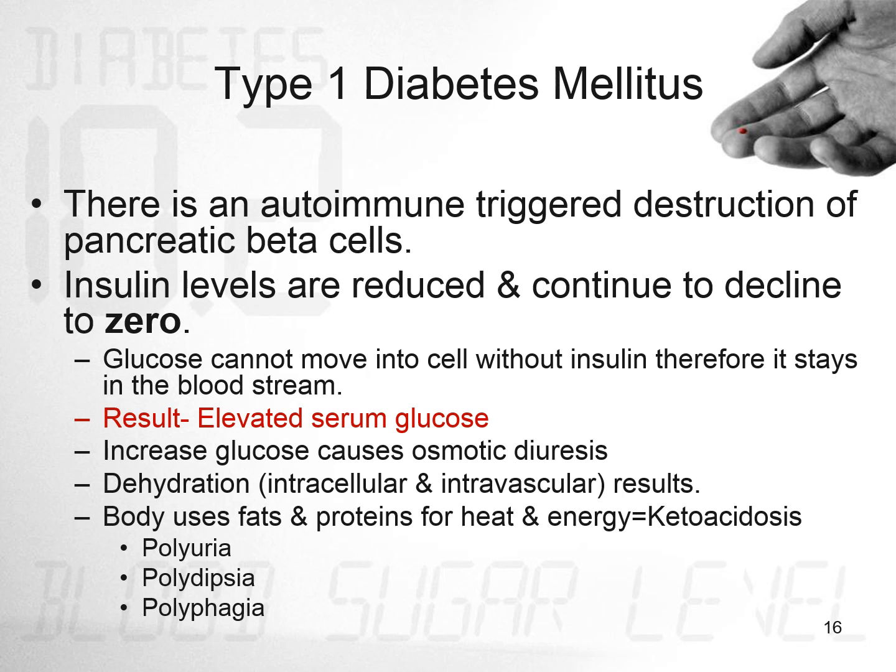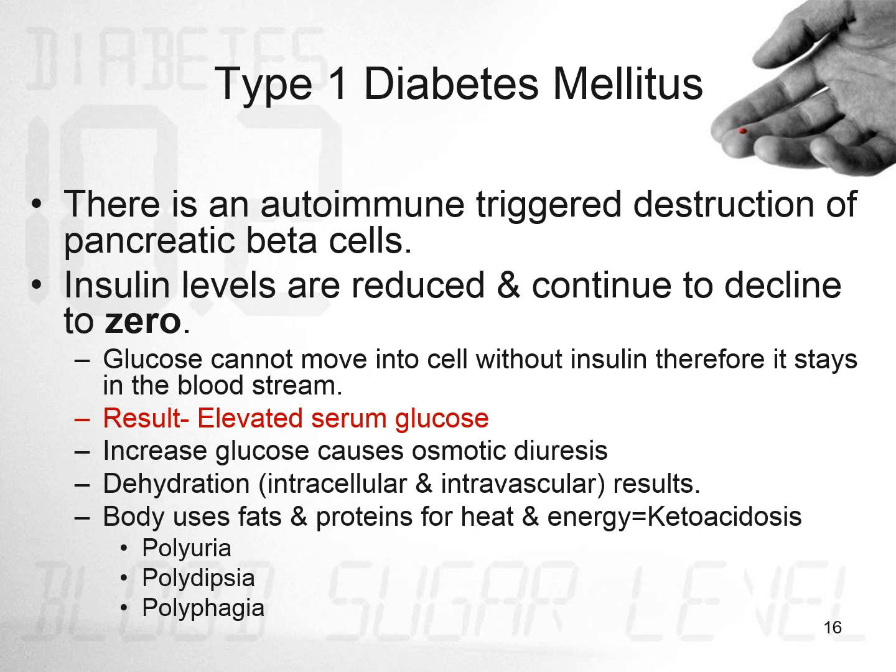Type 1 diabetes is an autoimmune triggered destruction of the pancreatic beta cells. Our insulin levels here are reduced and continue to decline to 0. Insulin is the key to unlock those cells. In diabetics, these beta cells are either attacked or destroyed in diabetes type 1, or are unable to produce sufficient amounts of insulin needed for blood sugar control, which would be diabetes type 2. So there's the difference there.